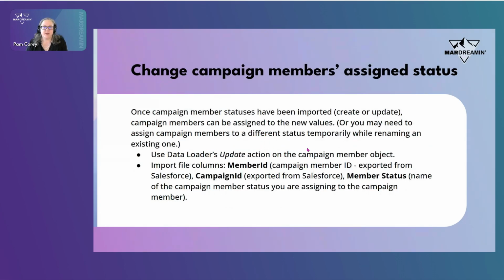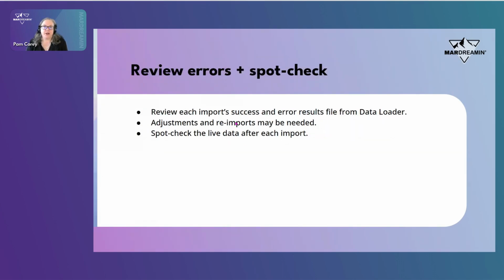You can now assign campaign members to a different status. Remember that there are gotcha items here as well, such as date field changes. Be sure to review your errors and spot check. Data Loader will give you a success and error report after each process, so be sure you're checking those errors, correcting things, and re-importing. Also, be sure to spot check the data in your org to be sure that what you expected to happen did happen. Was new data added? Was current data changed?